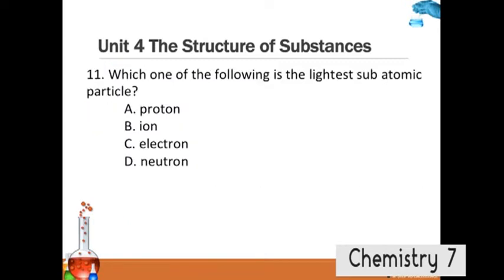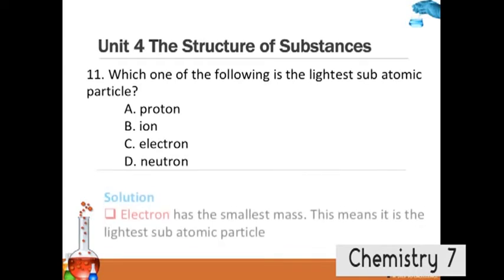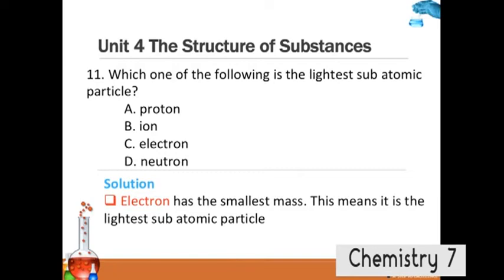Which of the following is the lightest subatomic particle? Proton, ion, electron, or neutron? Electron has the smallest mass. This means it is the lightest subatomic particle. The answer is C, electron.